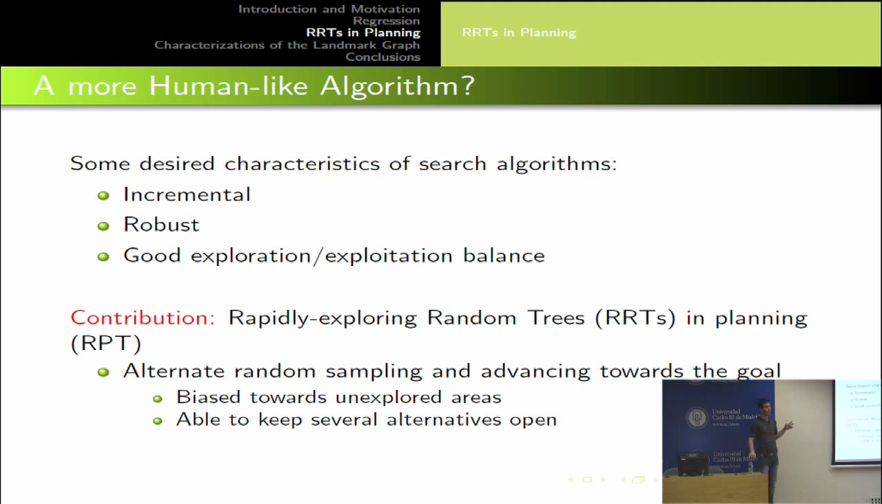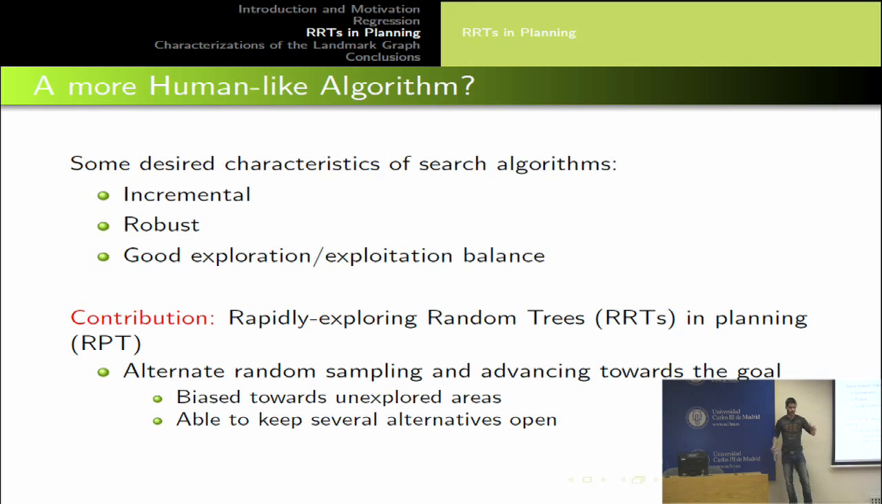So ideally, we'd like to have some search algorithm that would be more robust, right? Be able to recover from these local minima, that may be incremental, that may keep several options open in case one of the options is not a good one. So what we did here is to adapt these rapidly exploring random trees that come from motion planning to automated planning, and we call them RPT, random planning tree, right?